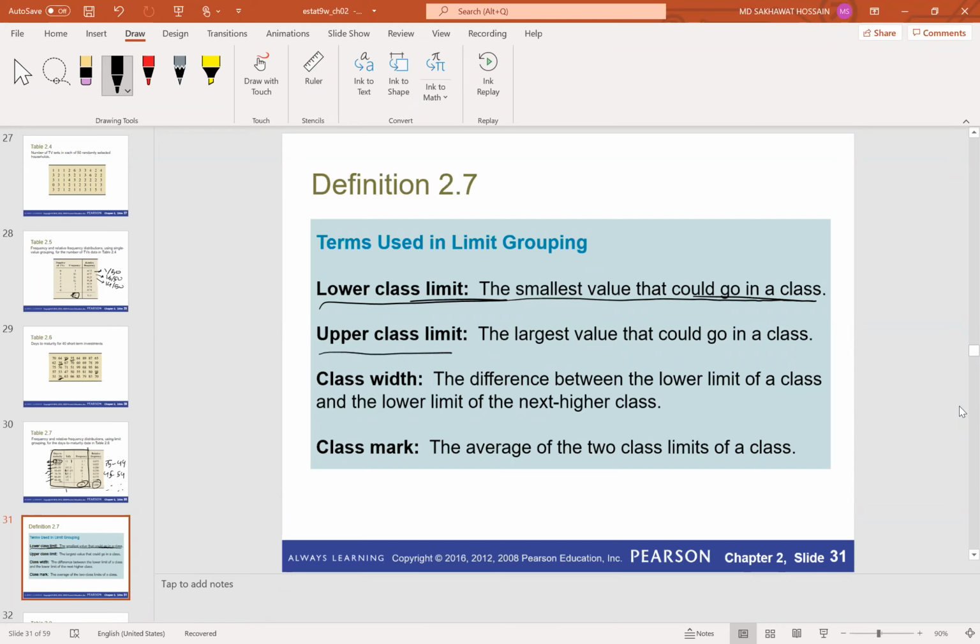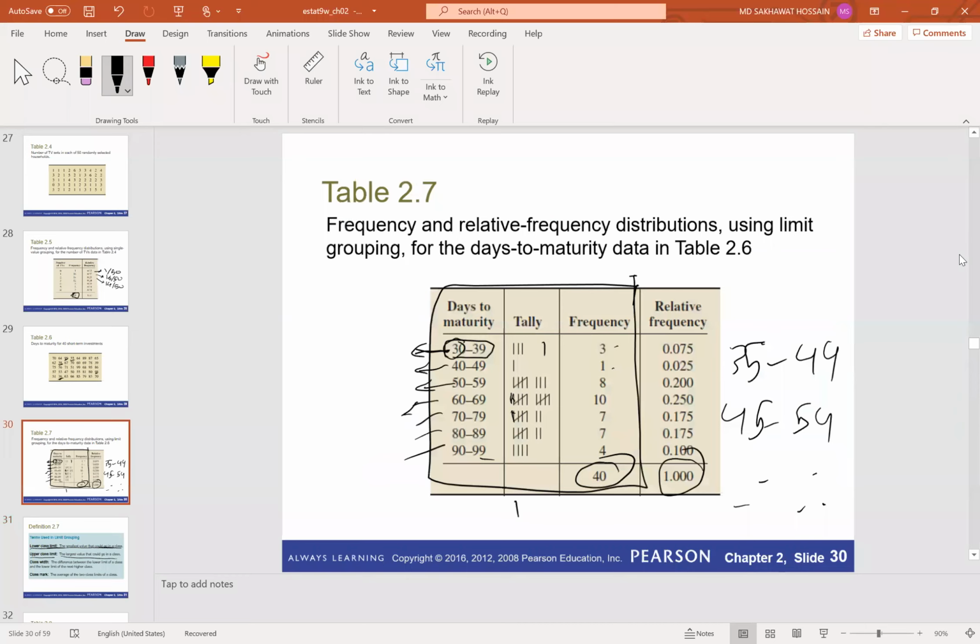Then the upper class limit is the largest value that could go in a class. So what is the upper limit of this class? The largest value that can go in this class is 39. So that means the upper limit is 39.